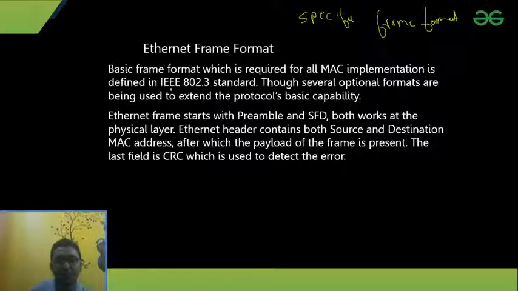Ethernet has a specific frame format that is fixed in order to have communication. The basic frame format which is required for all MAC implementations is defined in the IEEE 802.3 standard. You can read about it in books or on the internet. IEEE journals and RFCs are a good source to read about the standard things about these protocols. Several optional formats are being used to extend the basic capability.